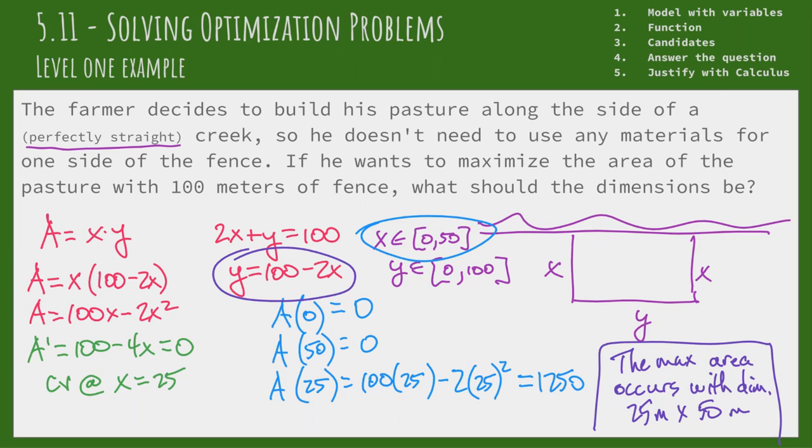Generally, a question will be a little bit more specific, so it might say what is the length of the side perpendicular to the creek or something like that. But as far as the calculus goes, the justification with calculus, we use the candidates test, so this work right here is our justification.